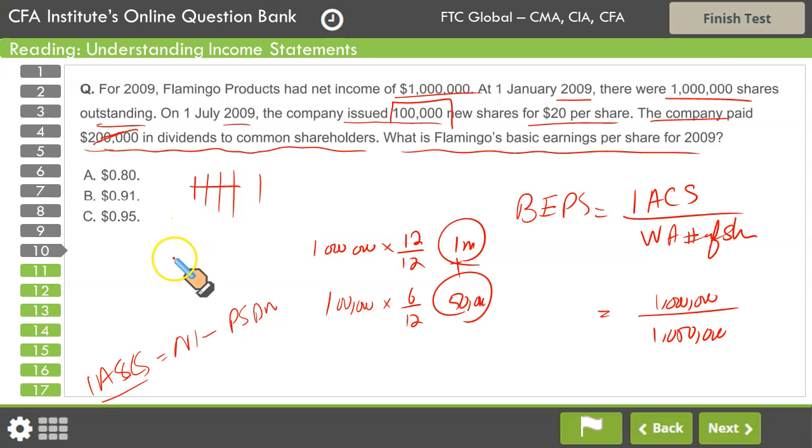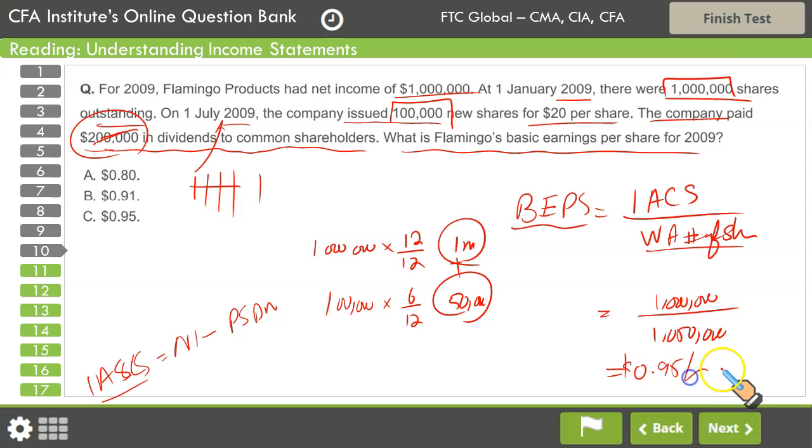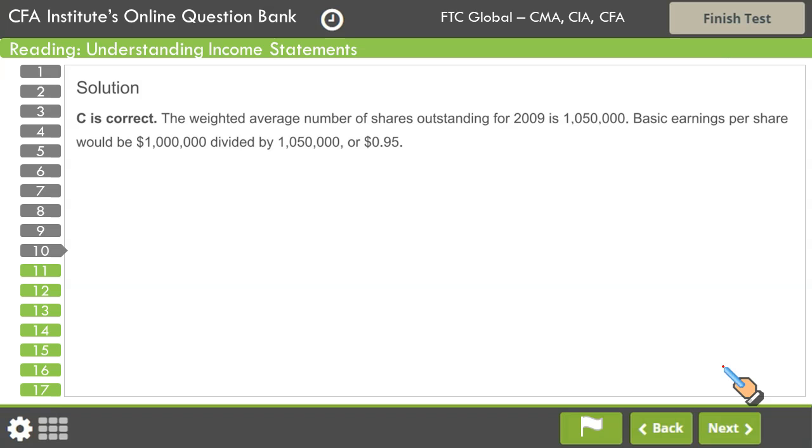Actually, there are 1.2 million shares. 1 million were already in issue, and 200,000 were issued partway through the year. The actual shares in existence are 1.2 million. But for the purpose of calculating basic earnings per share, we need the weighted average number of shares that considers the time lag between the stock transactions. So 1 million upon 1.05 million, if calculated, should give you $0.95 per share. That makes C your correct option, and C it is.